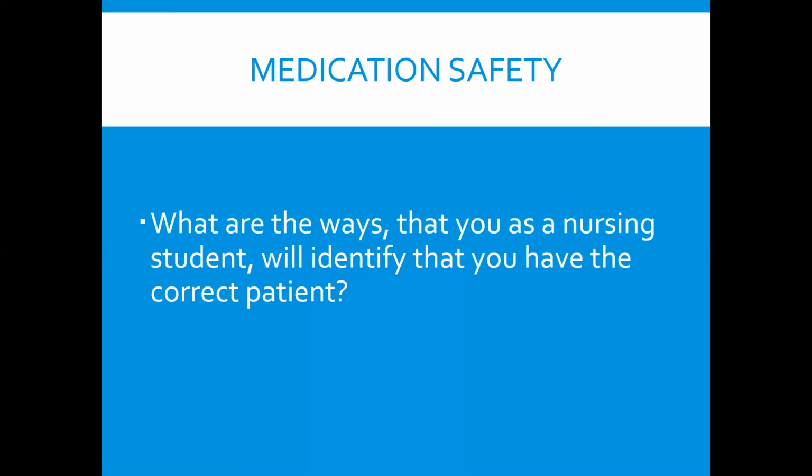What are the ways that you as a nursing student will identify that you have the correct patient? Even if you're not a nursing student, what's the best way to correctly identify your patients? Use two patient identifiers: name, first and last, and date of birth. Look at the wristband to make sure that you have the correct patient as well. Some places do have pictures, so you can use pictures to identify patients as well.